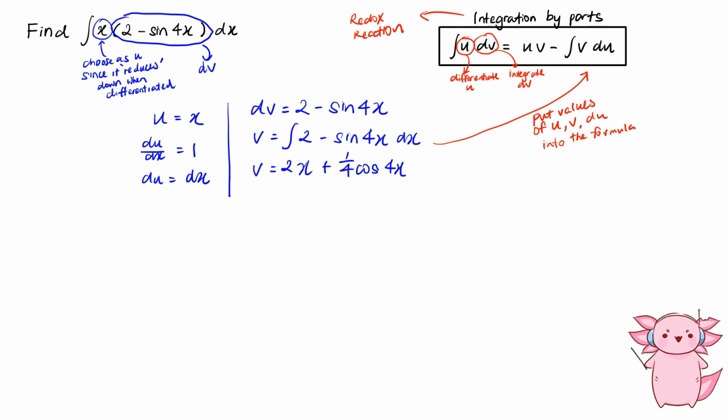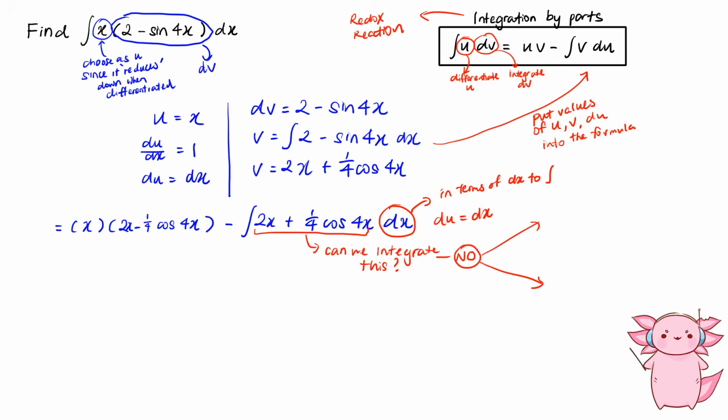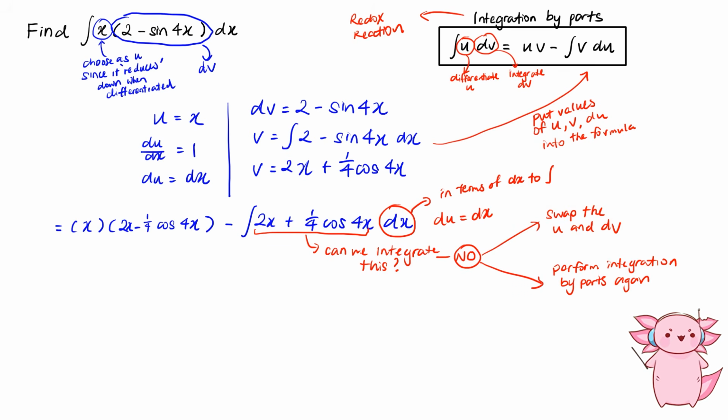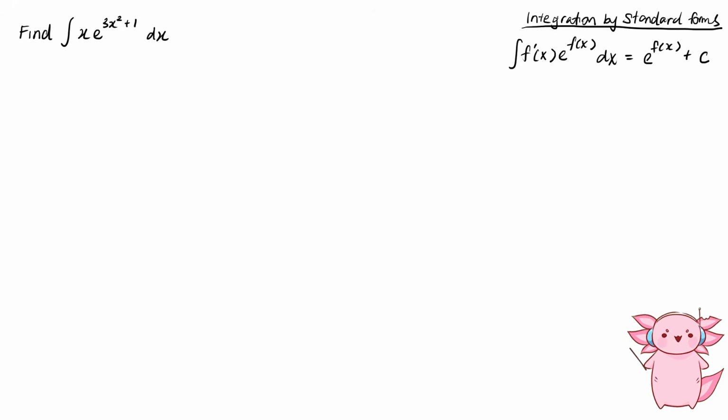Now, putting it into our integration by parts equation, this is the part that we are interested in. We gotta now rewrite this du in terms of dx. So for this case, du equals dx. And we ask ourselves, can we integrate this? If the answer is no, we probably messed up and gotta swap our u and dv, or we need to do integration by parts one more time. But for this case, we can just integrate this portion here with respect to x, and we can get our final answer like this.